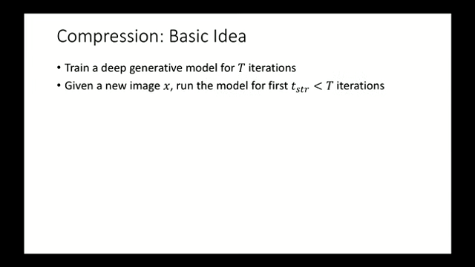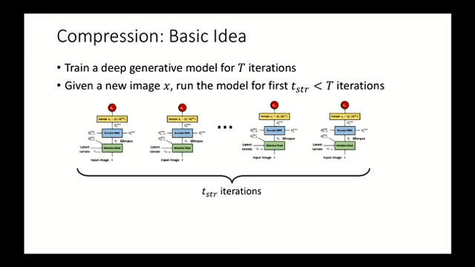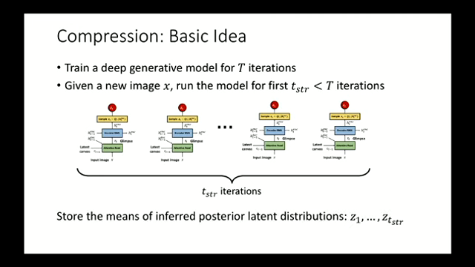Now, how do you use this for compression? Train a deep generative model for T iterations. Whatever we had, you train it for T iterations. Once you're done, given a new image x, which you want to compress, you run only T-store iterations. For example, you don't run the total T, you only run T-store iterations, and capture all these latent variables that you got. And the idea is to store these latent variables, and these variables actually represent the compressed image.